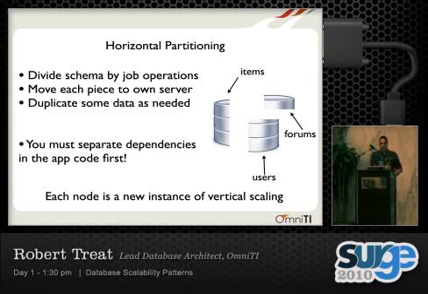So remember, separate the dependencies in the app code. That's the key thing. Do that before you pull up the second server, right? And then remember that each new node has its own sort of path it can take. It can do vertical scaling. You can do partitioning in those systems, or you can even break these down even further, right?